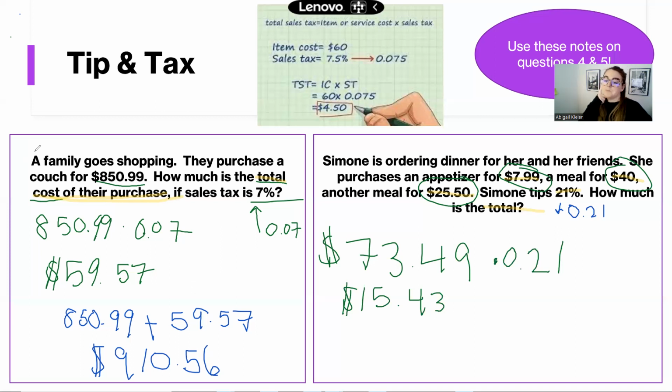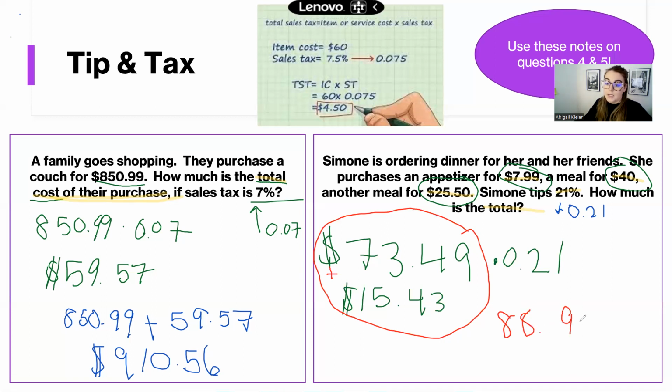So think for a second, have we still answered the question? The question actually asks, how much is the total? So we've calculated the amount of the meal, we've calculated the amount of the tip. Now, in order to find the total, we need to add together the amount of the food plus the amount of the tip. So I'm going to go ahead and use my calculator. $73.49 plus $15.43, and that gives me a total of $88.92. So there were a lot of steps in this one.